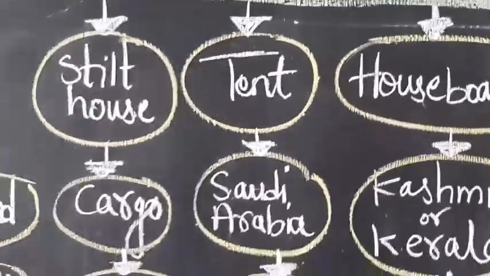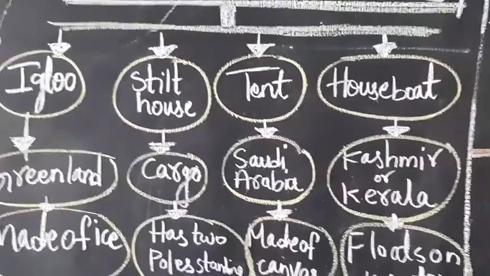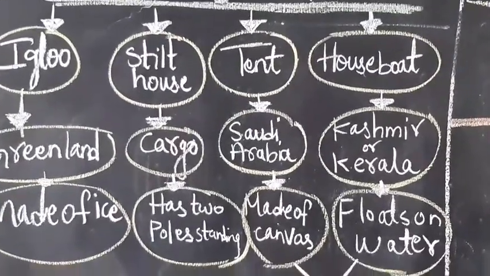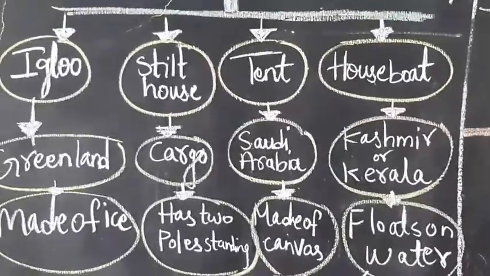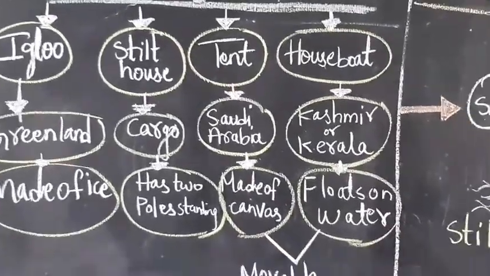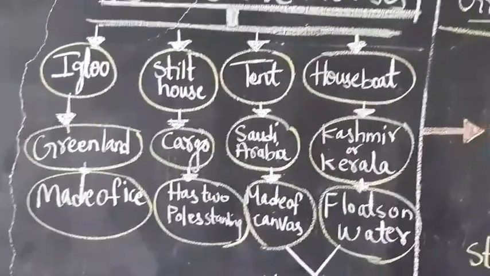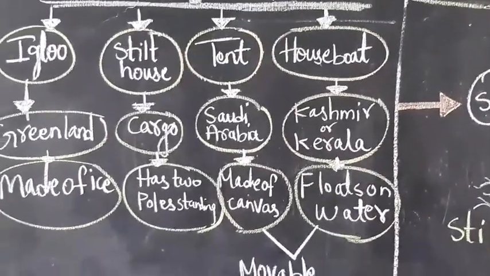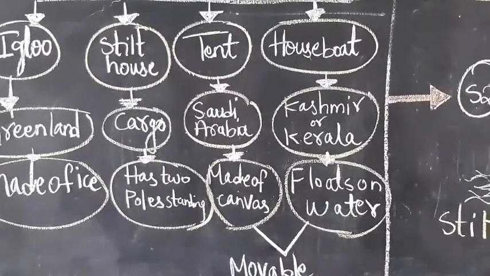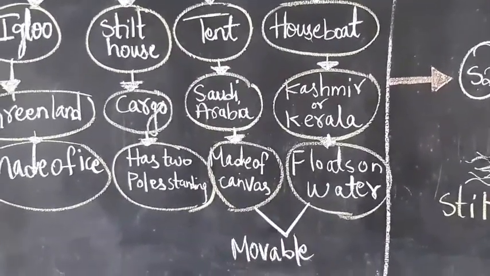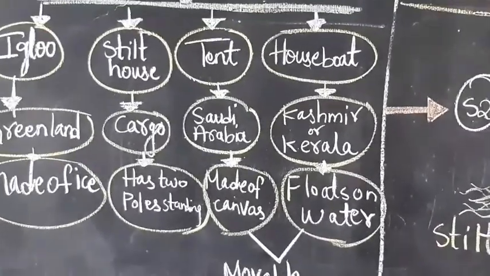Next, see, the tent. You can see it in Saudi Arabia. Why in Saudi Arabia? It is a very big desert. Next, it is made up of canvas. Do you all know what canvas is? Canvas is a thick cloth. You all wear canvas shoes. Yes. Next is the houseboat. You can see a houseboat, as I told you, in Jammu and Kashmir and in Kerala. It floats on water.